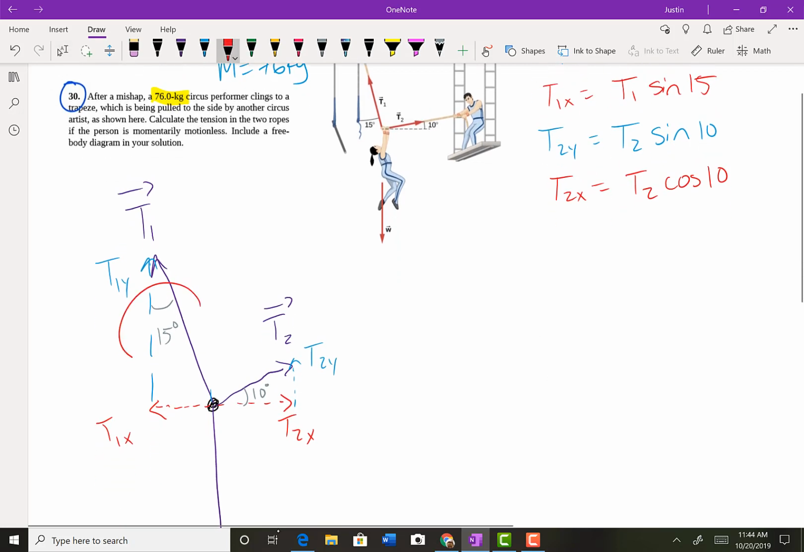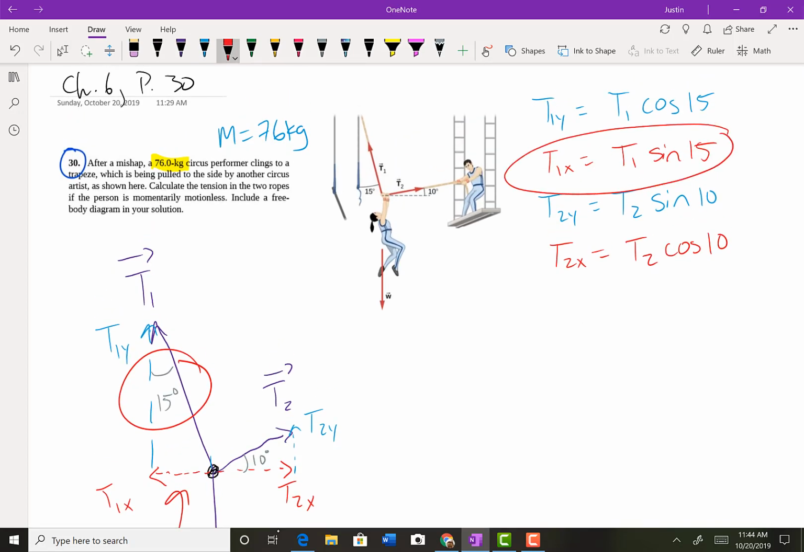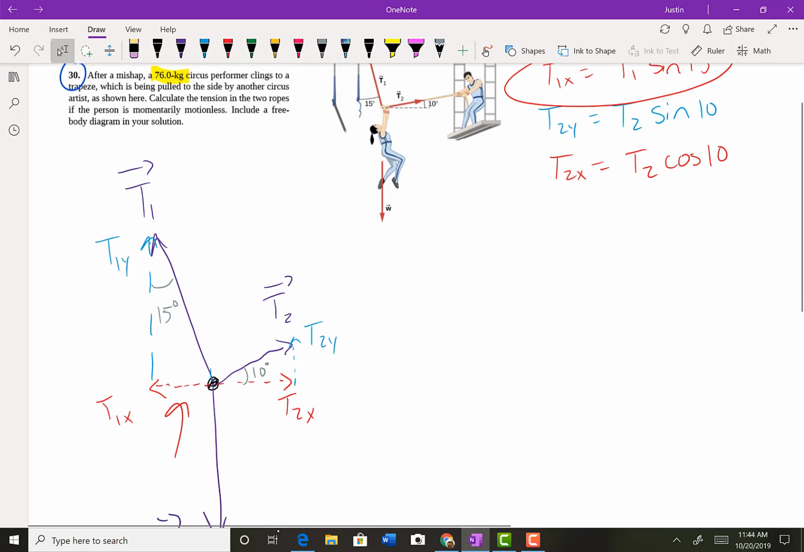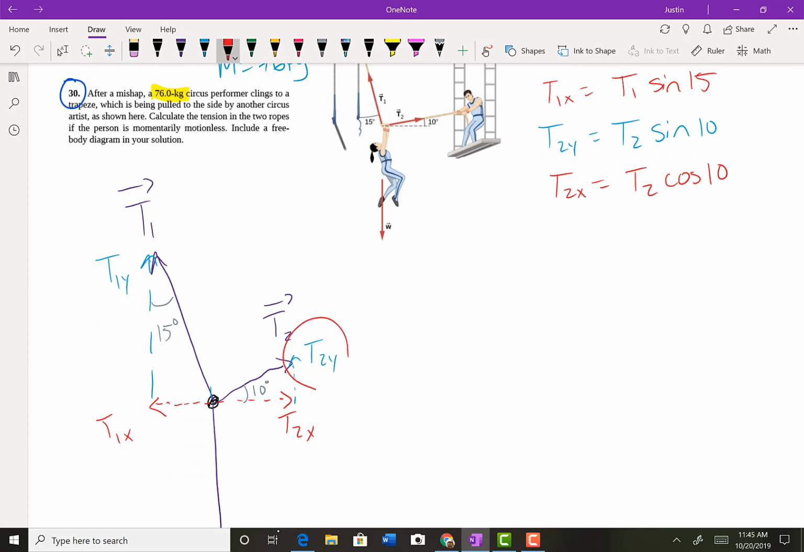For T1, this is 15 degrees. That means T1x is going to be opposite. So that's sine. So T1x is T1 sine of 15. And then for T1y, well, T1y is adjacent to the 15 degree angle. So it's going to be T1 cosine 15. Next up, we got T2. T2y is opposite of the 10 degrees. So that's going to be T2 sine of 10. And then T2x is adjacent to the 10 degrees, so it's going to be T2 cosine 10.